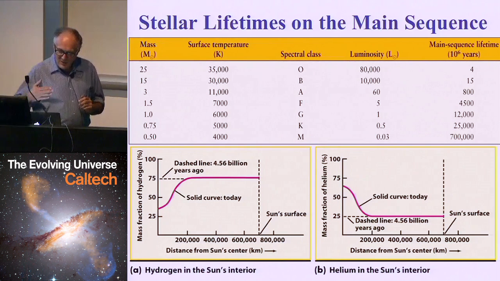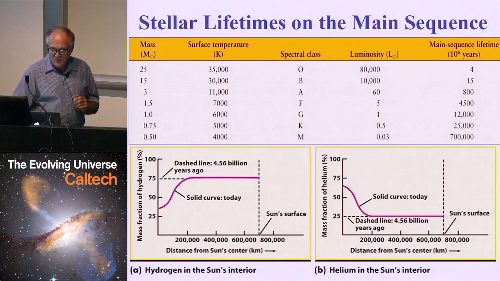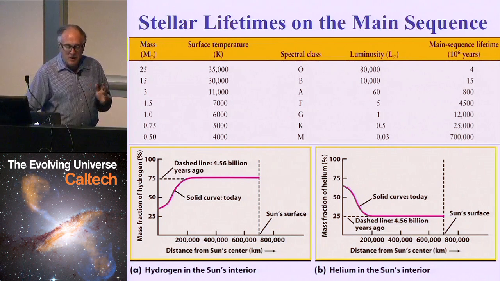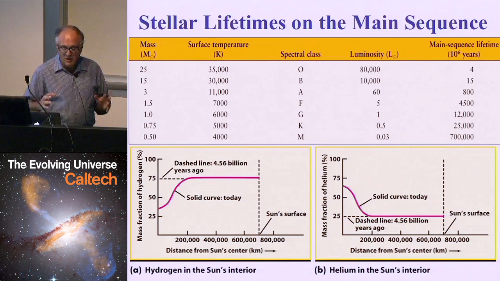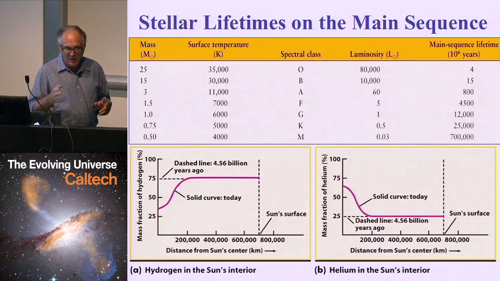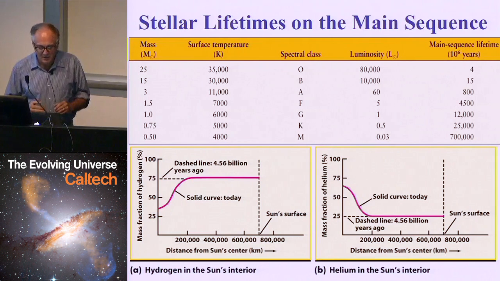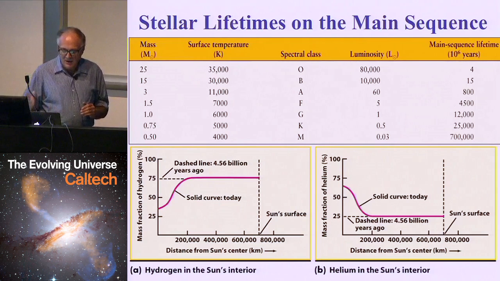If you cut the sun open and look at composition, you will find out that initially it was a nice mixture of hydrogen and helium, 75% hydrogen, 25% helium, but because it's been burning hydrogen to helium, hydrogen is depleted in the middle. On the other hand, helium is then created, and that region extends to about 1/3 of a solar radius.